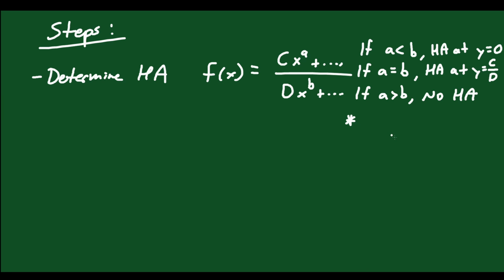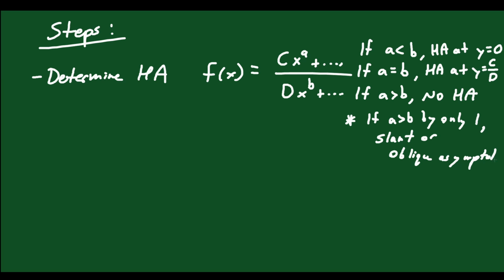Now, a special case of that is if a is bigger than b by only 1. Like if a is x cubed and on the bottom you have x squared, then this situation comes into play. And what happens here is that you have a slant, or you might hear the phrase oblique asymptote. A slant or oblique asymptote is just an asymptote that goes on a diagonal line.